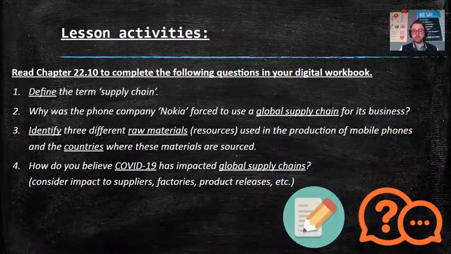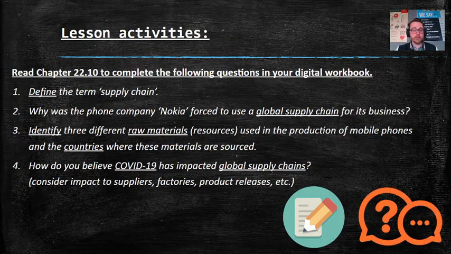So, global supply chains is what we're looking at in chapter 22.10. So I'd go and read chapter 22.10. It's the first thing you can do, and that'll help you answer these questions. Again, these questions aren't actually in the textbook. The information is in the textbook, just to avoid any confusion. So question 1, nice and simple. Define the term supply chain. So what does that mean?